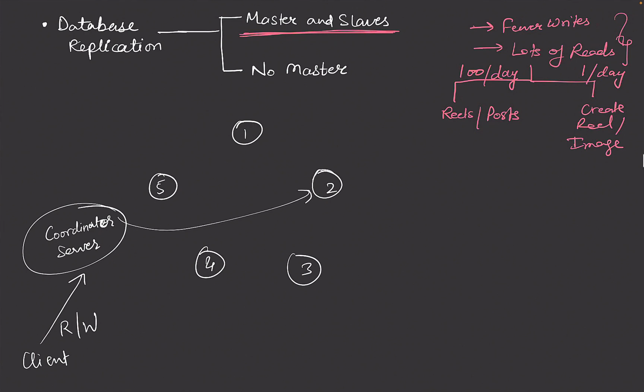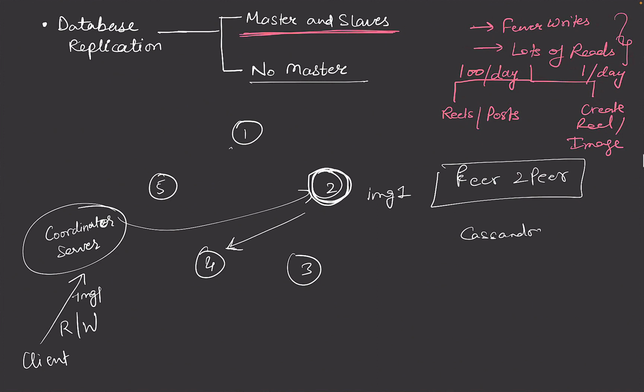Now server 2 will talk to its peers. It's called a peer-to-peer network. So basically server 2 keeps on talking to its peers, like all other servers or all other databases, and it somehow has information of where this image 1 is stored. Let's say it says, okay, give me image 1. So server 2 has information of which server has image 1 stored. Let's say it says server 4. So then server 2 will ask server 4, okay, give back image 1, and then 4 will give image 1 back to 2, and then 2 will return it to the coordinator server. So in this case there is no master, and Cassandra is one such database which uses this design philosophy.